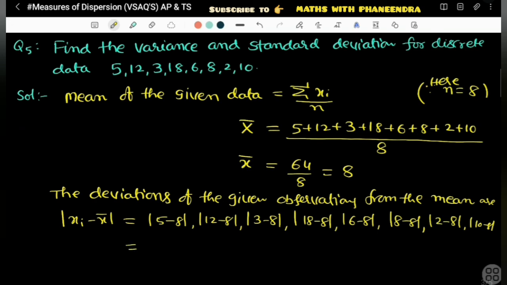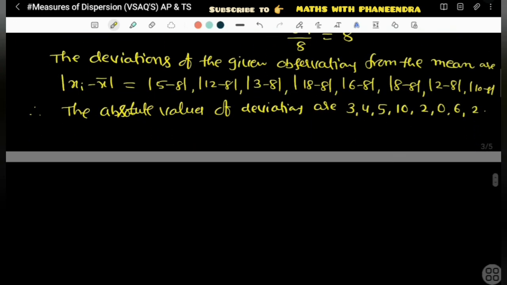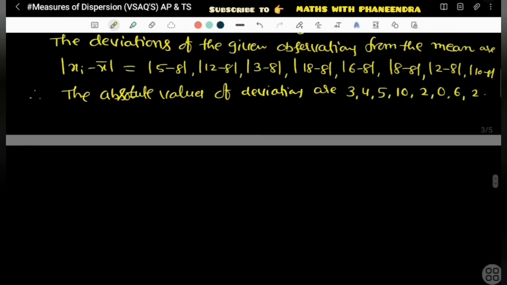So if you calculate the values, the absolute values of deviations are 3, 4, 5, 3, 4, 5, next 10, 2, 0, 6 and 2. So for this you can calculate sigma square, that means the variance.